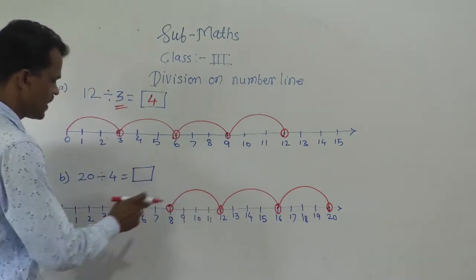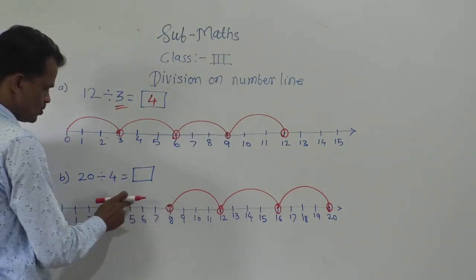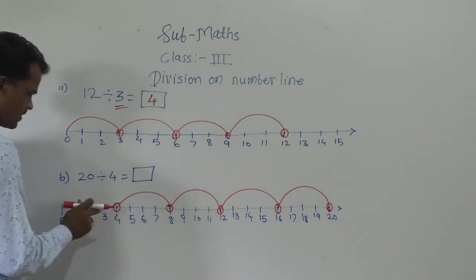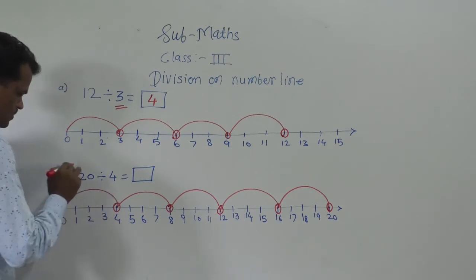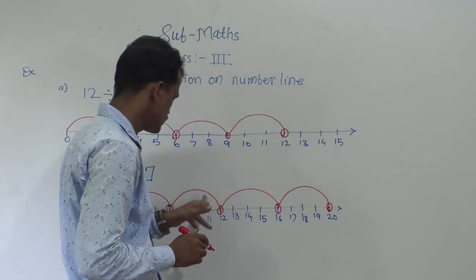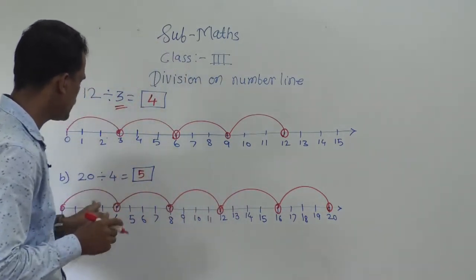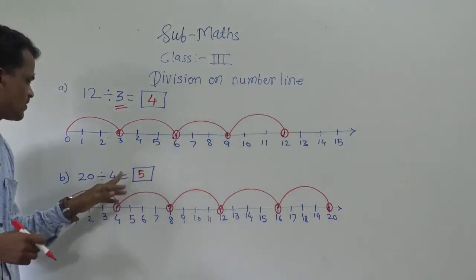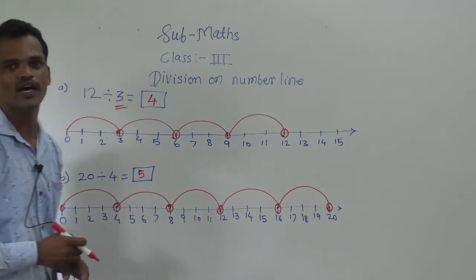Then 8 before, 1, 2, 3, 4, 8 to 4, then 1, 2, 3, 4. Then count 1, 2, 3, 4 and 5. So here 5 is the quotient. You can cross check your answer: 4 fives are 20.